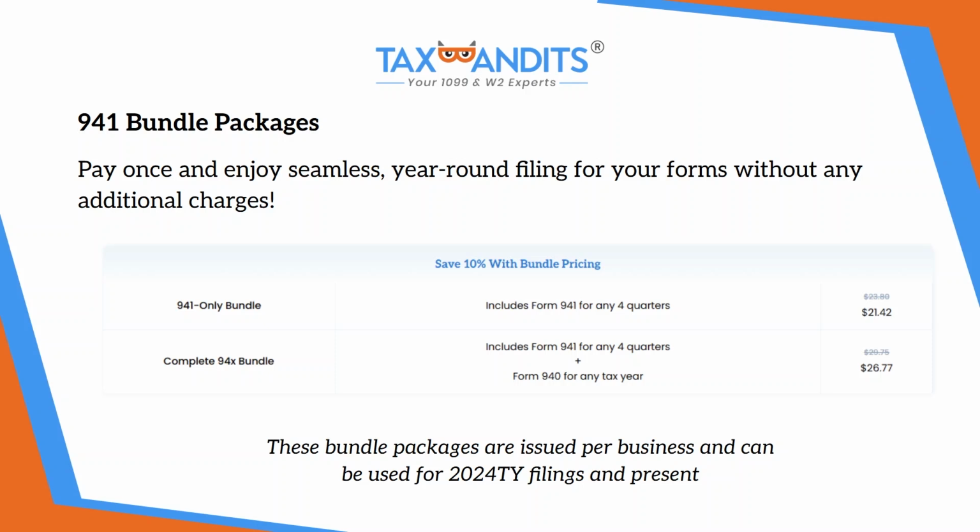Also, we offer a complete bundle. Much like the 941-only bundle, you'll be able to receive 4 Form 941 filing credits. In addition, you'll also receive 1 additional 940 credit as well. Remember everyone, these bundle packages are issued per business and can be used for 2024 tax year filings and present. Most importantly, these amazing bundle packages are available to all account types, both business owners and tax professionals.